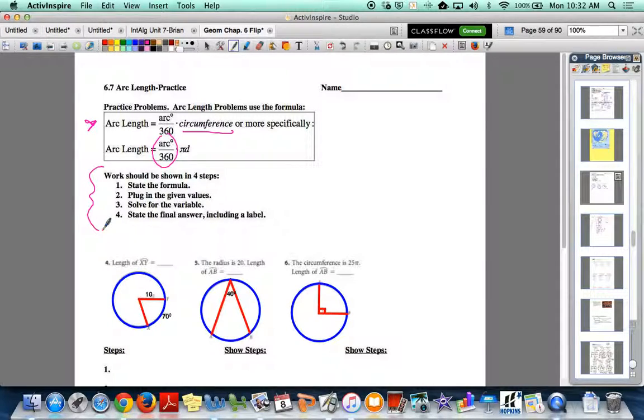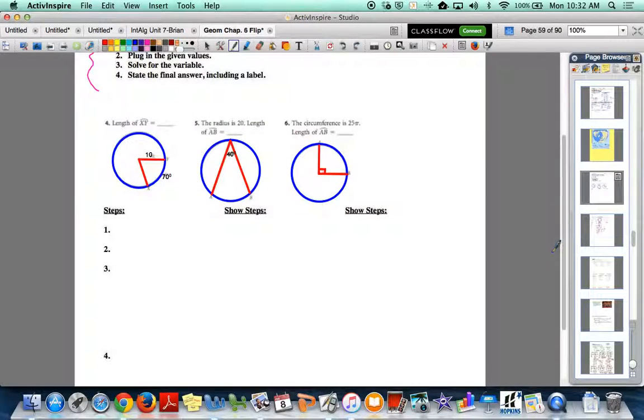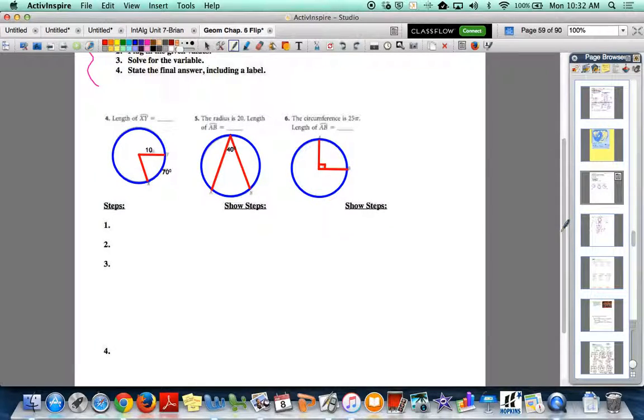As with the other assignments, we're looking at the 4-step process here to help us organize our work. And so let's go ahead and look at our first problem on your sheet. It's problem number 4 from another sheet that I had screenshotted here. So we are going to take a look at this problem over on the left-hand side. In that problem, you have to find the length of arc XY. You're given the radius of that circle as 10 units, and the degree of the arc measure as 70 degrees.